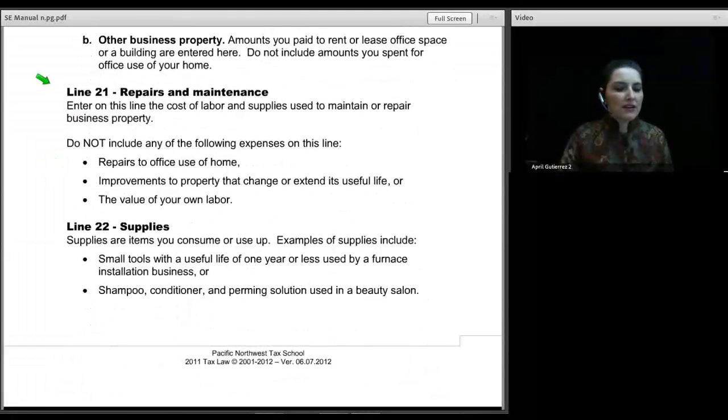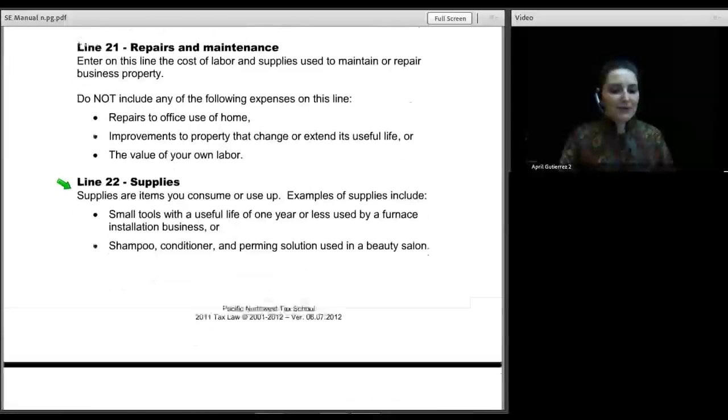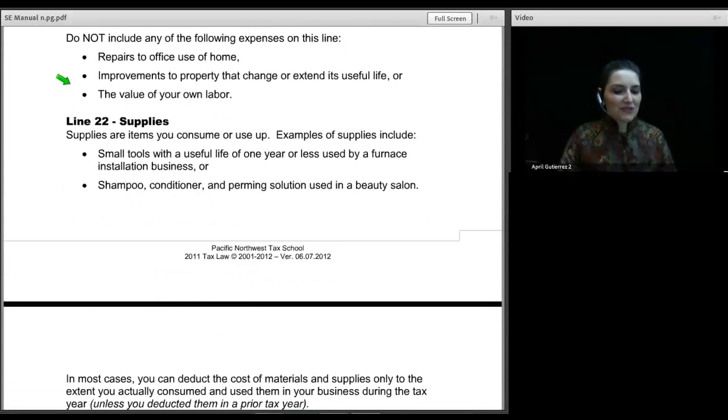Line 21, repairs and maintenance. Enter on this line the cost of labor and supplies used to maintain or repair business property. Do not include any of the following expenses on this line. Repairs to office use of home. Improvements to property that change or extend its useful life, because that needs to go on a depreciation schedule, or the value of your own labor. Line 22, supplies. Supplies are items that you consume or use up.